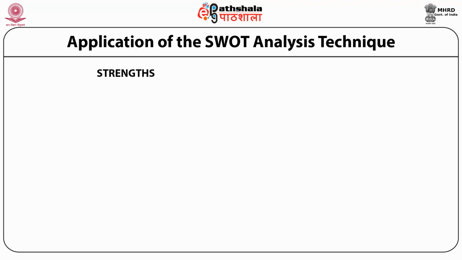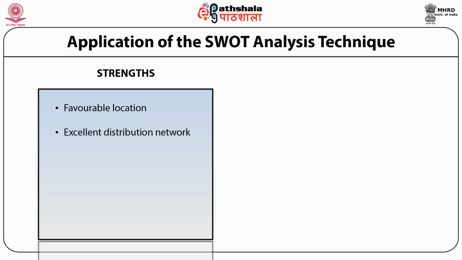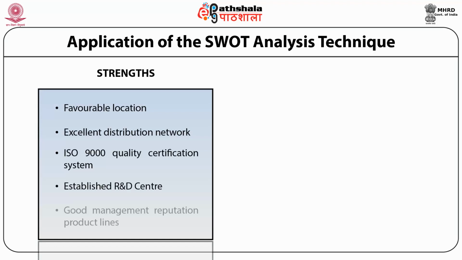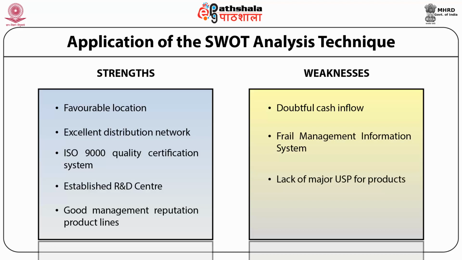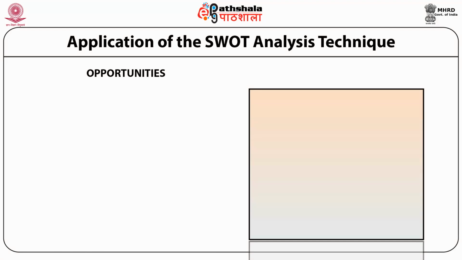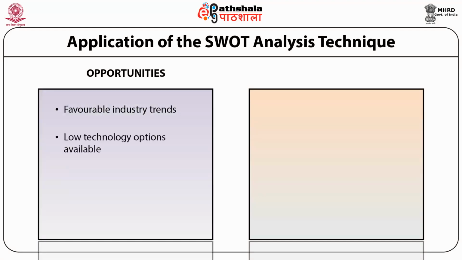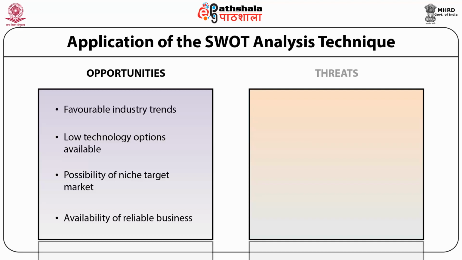Dear students, strengths can be favorable location, excellent distribution network, quality certification system such as ISO 9000, established R&D center, good management reputation, product lines. The weaknesses can be doubtful cash inflow, frail management information system, lack of major USP for the product, and lower employee commitment. The opportunities can be favorable industry trends, low technology options available, possibility of niche target market, availability of reliable business. Then there can be certain threats as well.